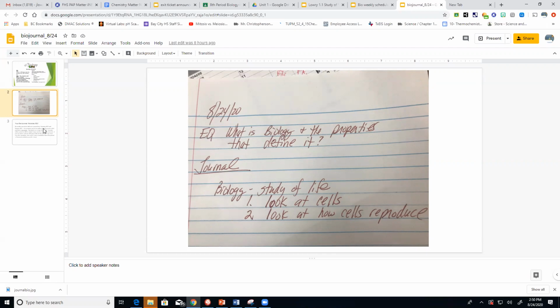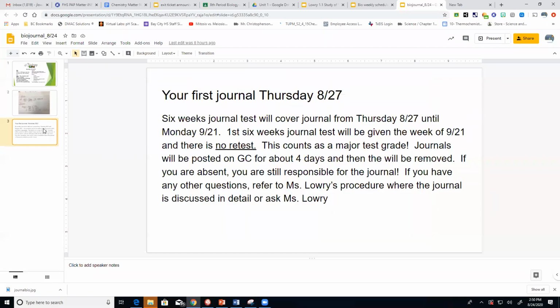So I'm going to do an example. I did it today, and I'll do it Tuesday and Wednesday, and then the first day on Thursday will be up to you. The journal will start on Thursday. That'll be your first journal, and it'll go to 9/21, which is the end of the 6 weeks. And then that week of 9/21, we'll have our first 6 weeks journal test.